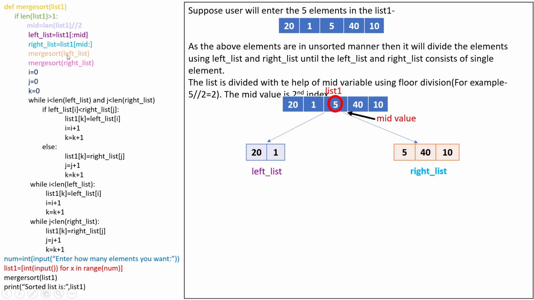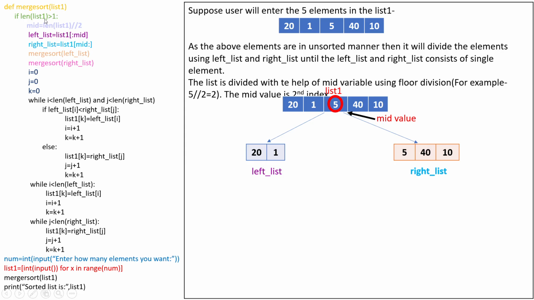Merge sort left list is a function, and in that I have passed a parameter as left list. So what will it do? It will go to my function and call my function merge sort list. Now here, in place of list 1, it will replace it by left list, this one. Okay, this left list one.